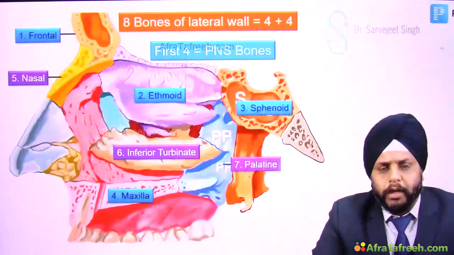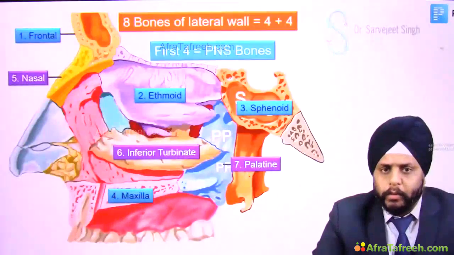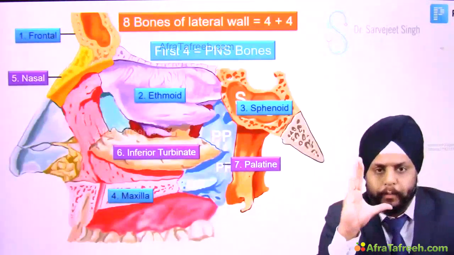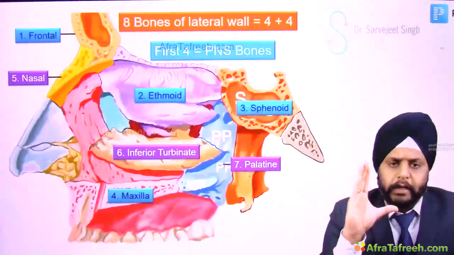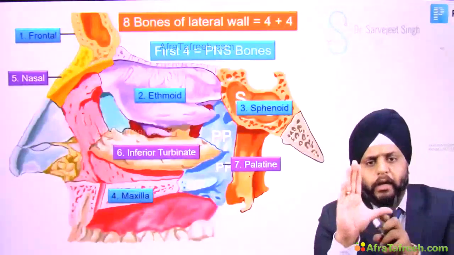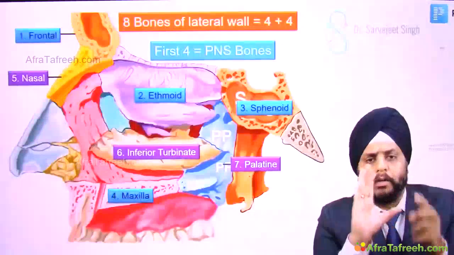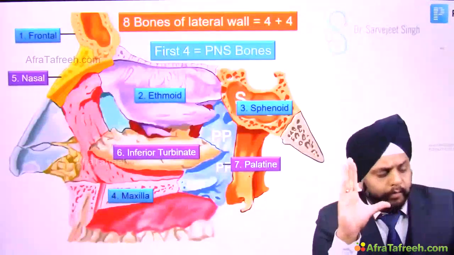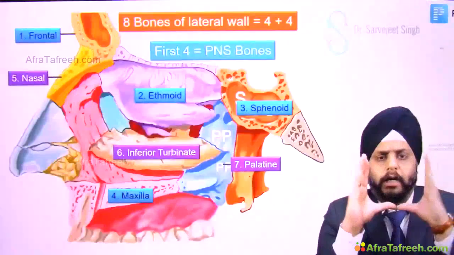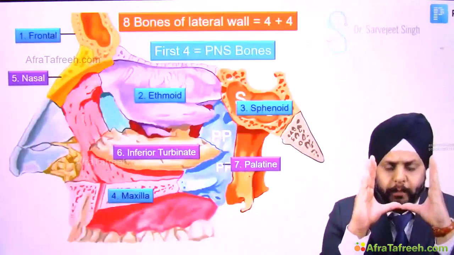What else do we have? Number 7 over here, we have the blue color bone, the palatine bone. The palatine bone is an L-shaped bone. This L-shaped bone has two parts. It has a horizontal process and a perpendicular process. The horizontal process of the two sides comes and meets and forms the hard palate.